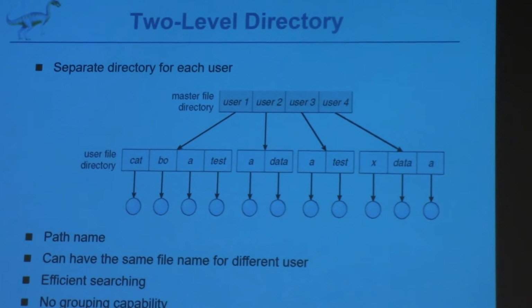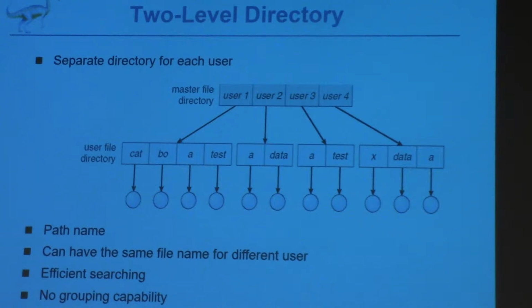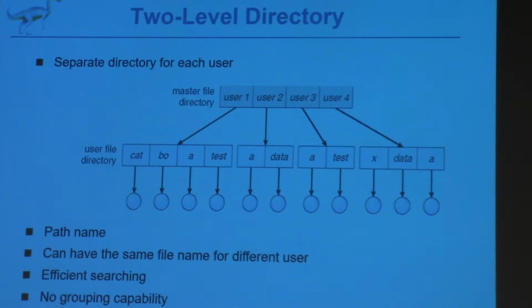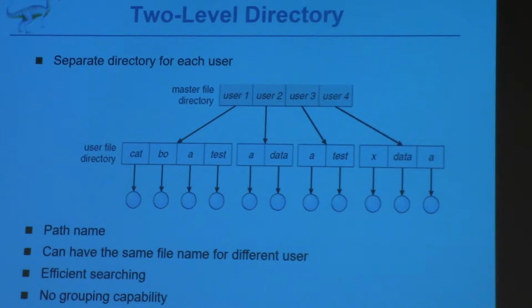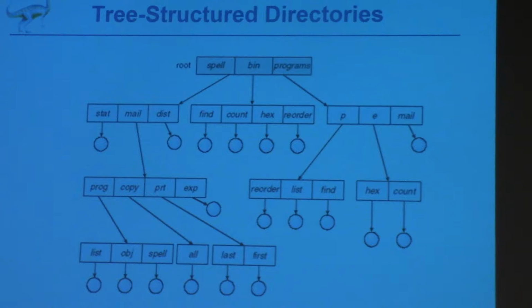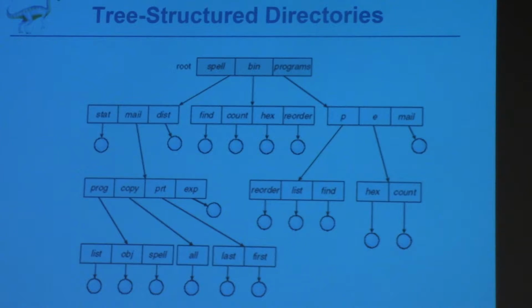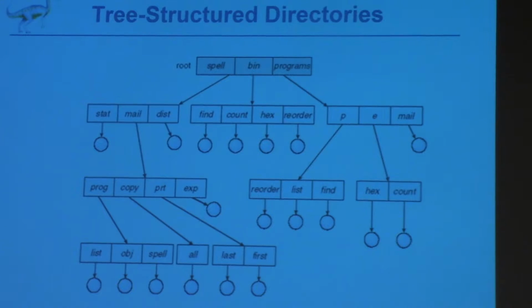So for example, all users have a test. If you want to access all the test files, you need to go to user 1, access this file, user 2, access this file, and so on. So this is still an issue, like backtracking. So we can generalize into the tree structure like this one. This is what we are using. Mostly it's similar. It's a tree structure.